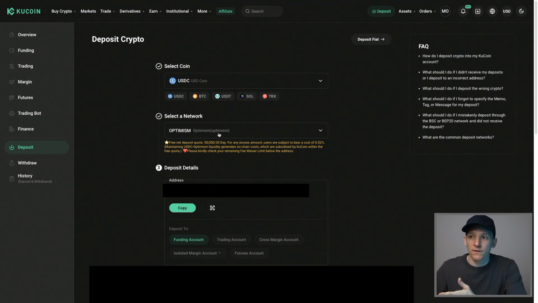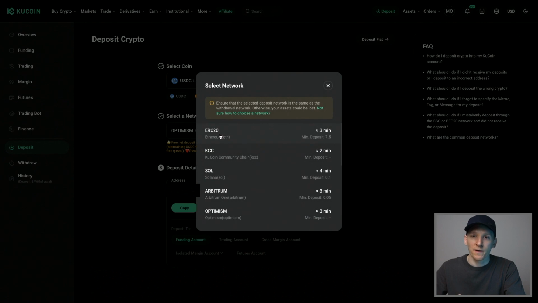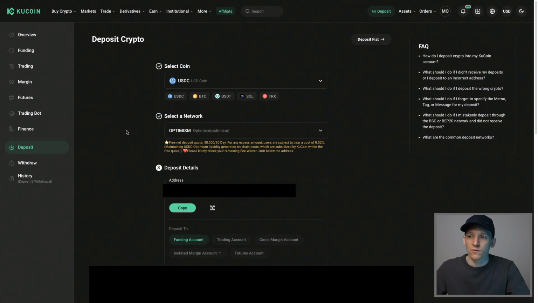Now, the reason I chose Optimism is because this is a low cost blockchain. And so it's going to cost me very little to send, like $1. I can also use the Ethereum mainnet. It's just going to be more expensive. So why pay that fee to just send across exchanges? So that's how you deposit crypto into KuCoin.